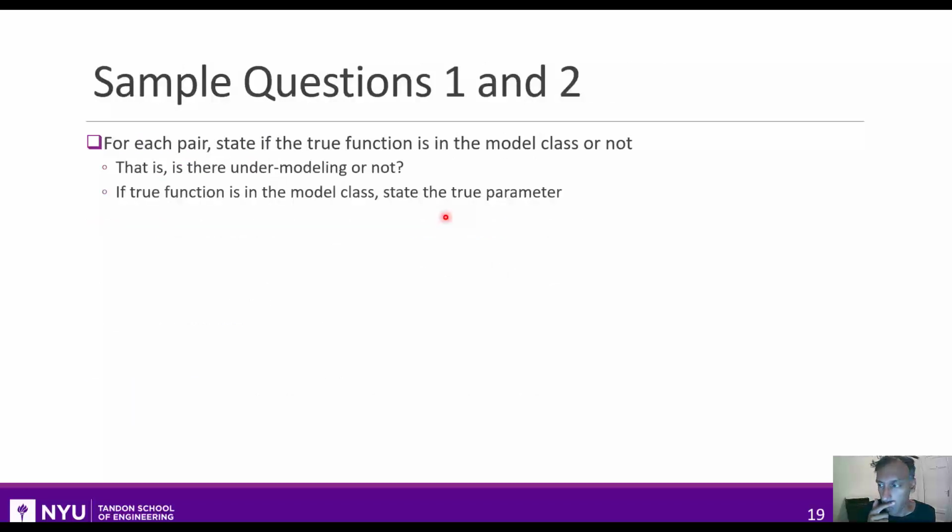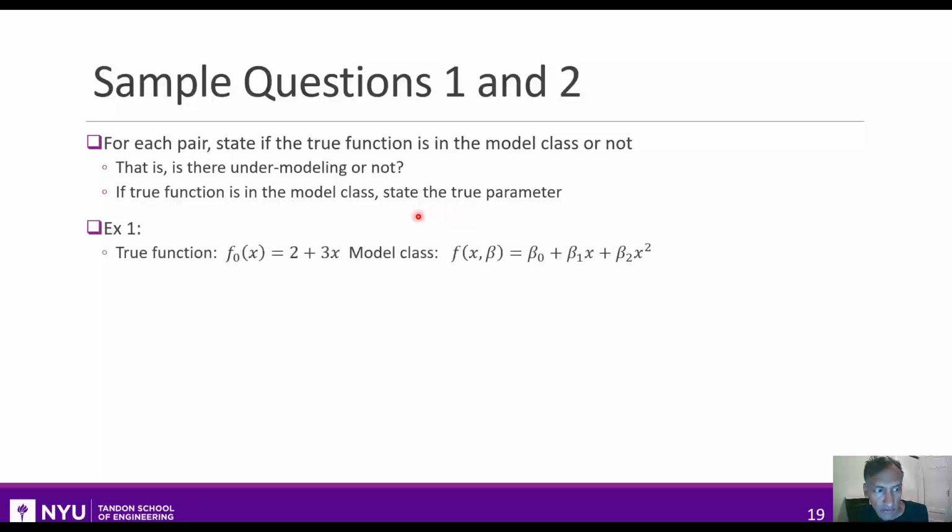Before we do this though, let's first make sure we understand the concept of under modeling. Just as some simple questions, I'm going to give you a pair of functions and their model class. You have to see if the true function is in the model class. Let's do a really simple one. Suppose the function is linear, 2 plus 3x, and the model class is second order polynomials. So the question is: is this true function in this model class? You may want to pause the video here if you want to think about it.